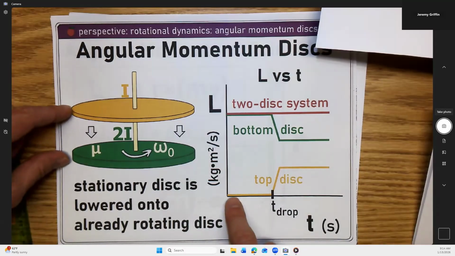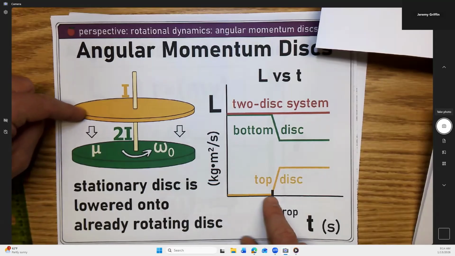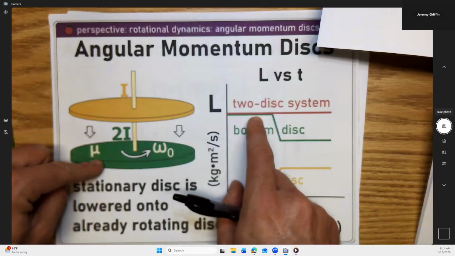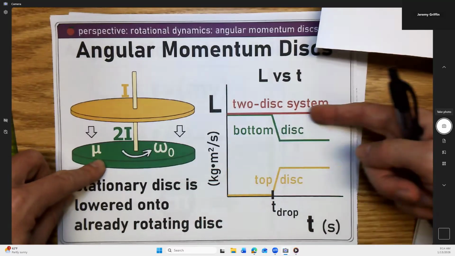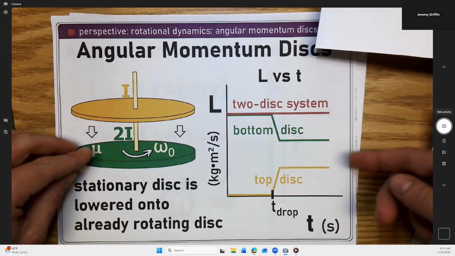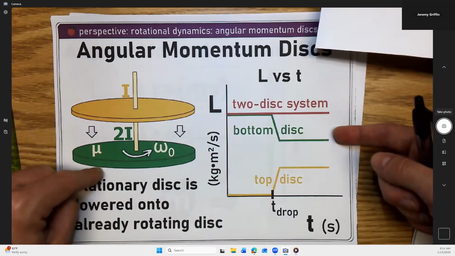So before they stick, this green one wasn't rotating at all, it had zero angular momentum. All the angular momentum was in the green disc. Of course, the sum of these two curves is always this red curve, it's just a flat line.